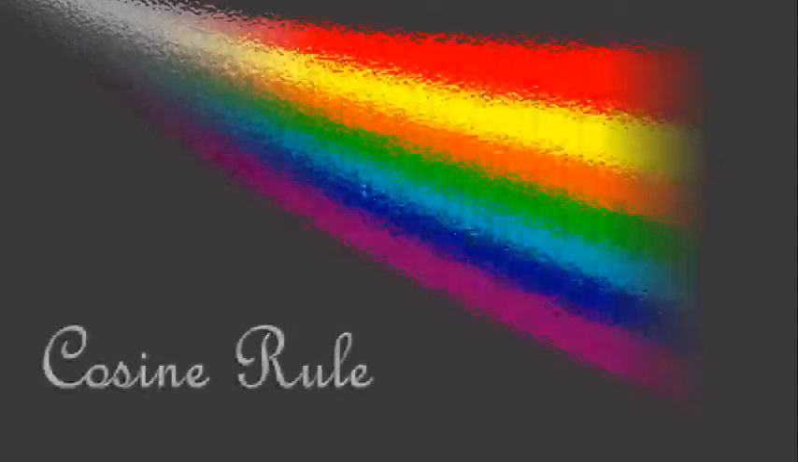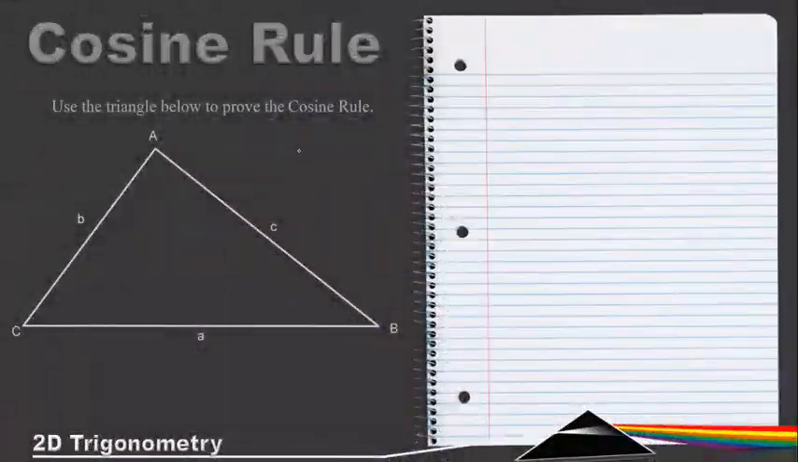We'll now be looking at the cosine rule. So over here, use the triangle below to prove the cosine rule.